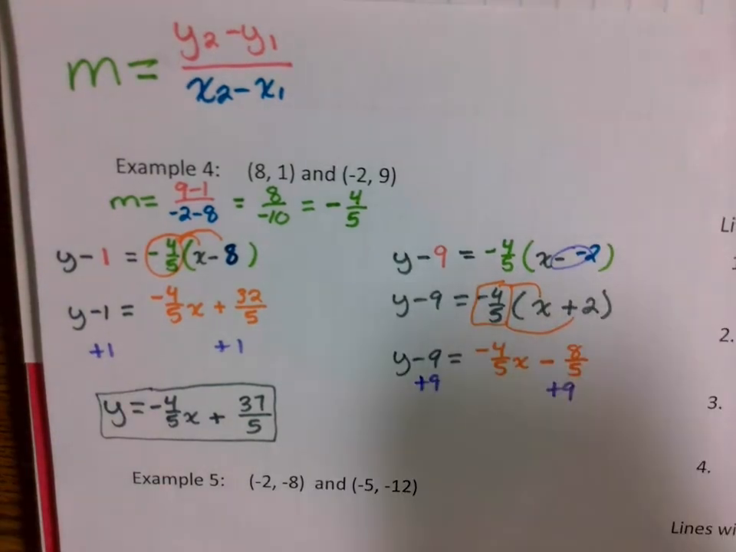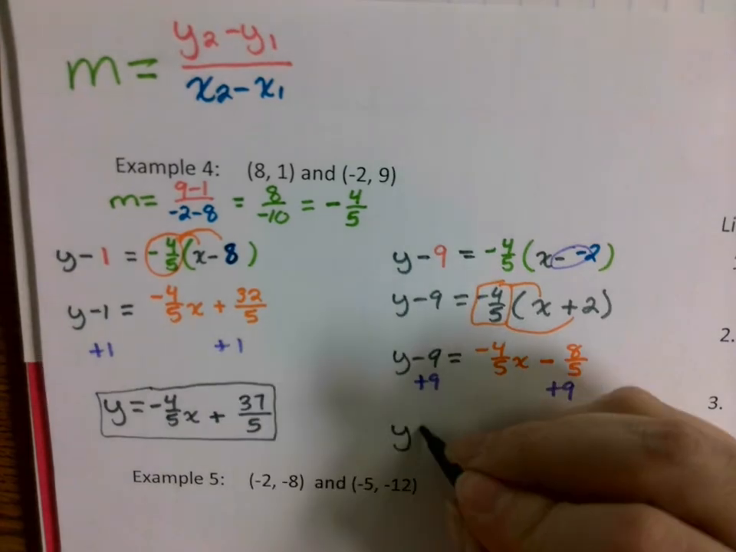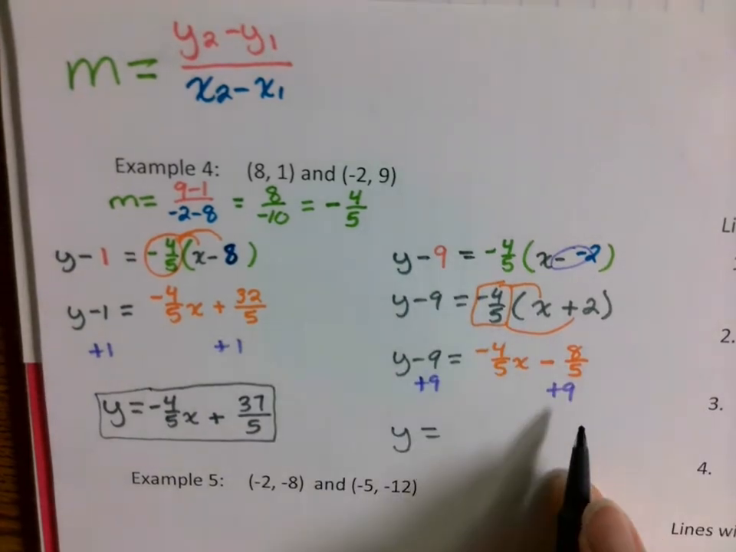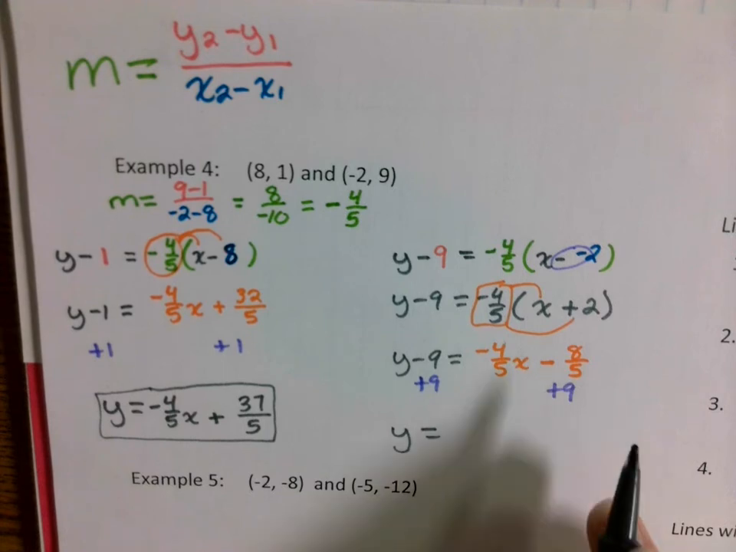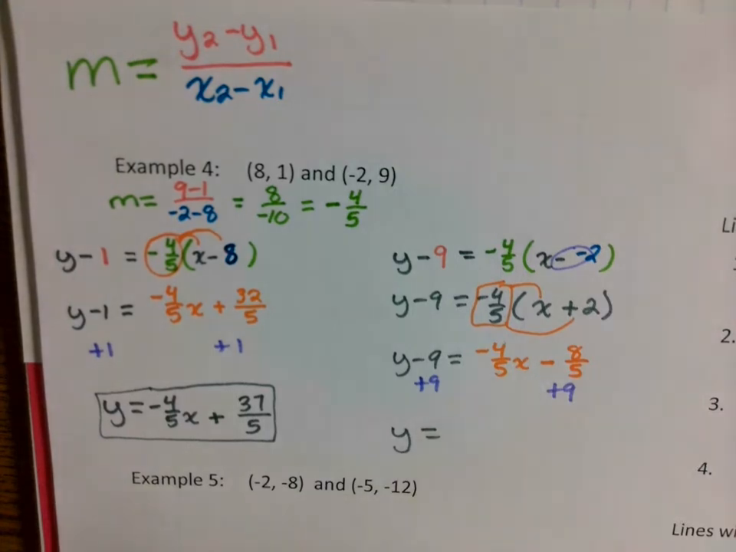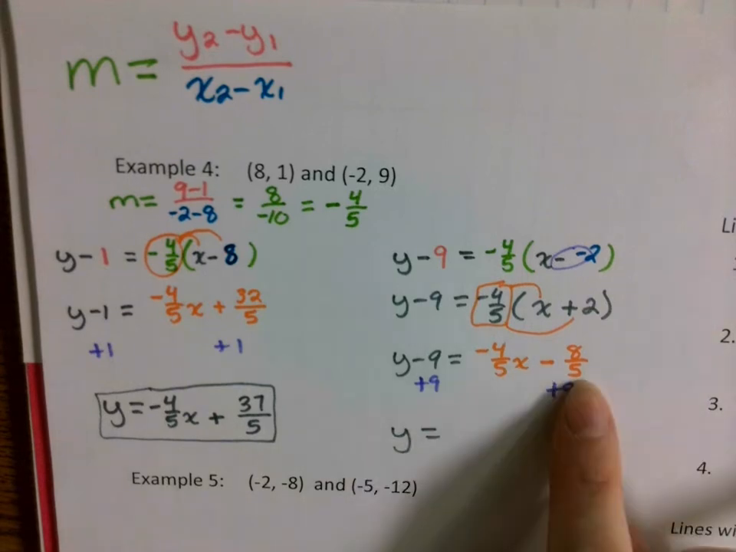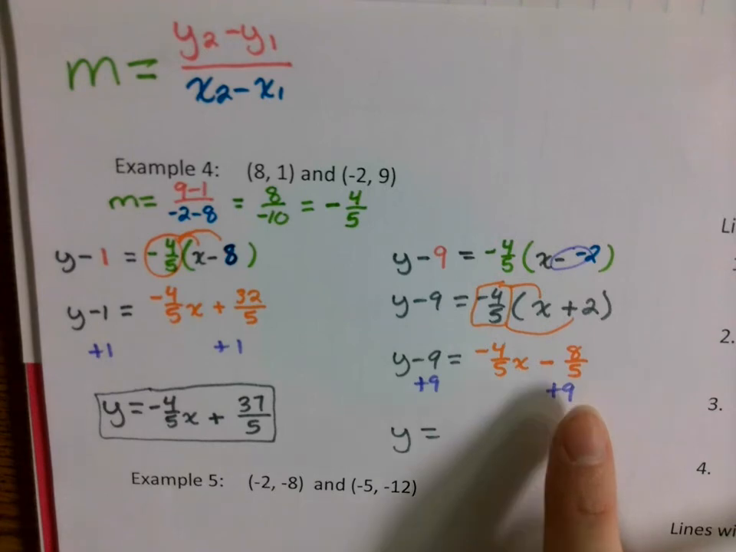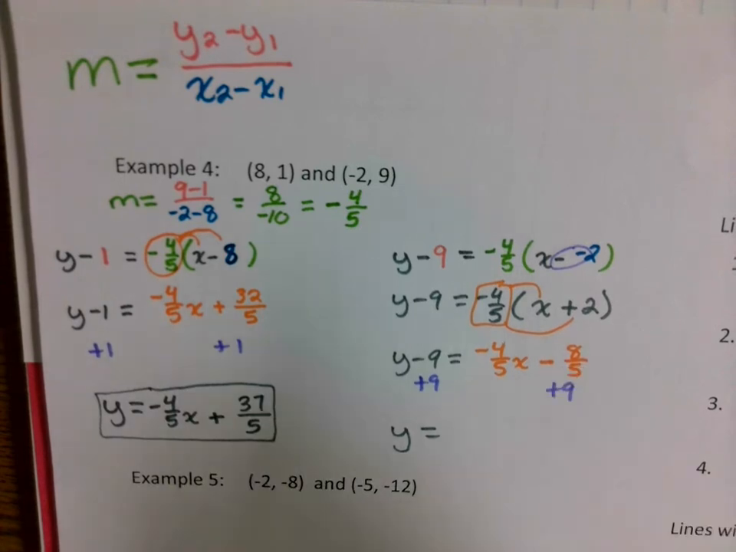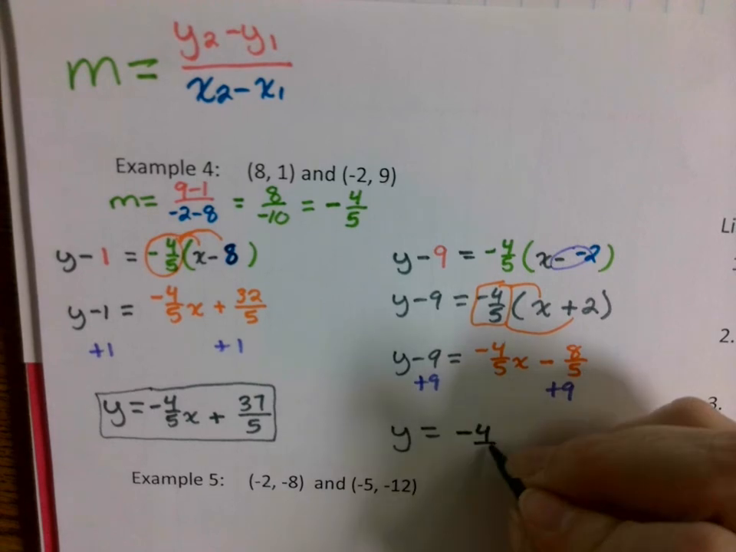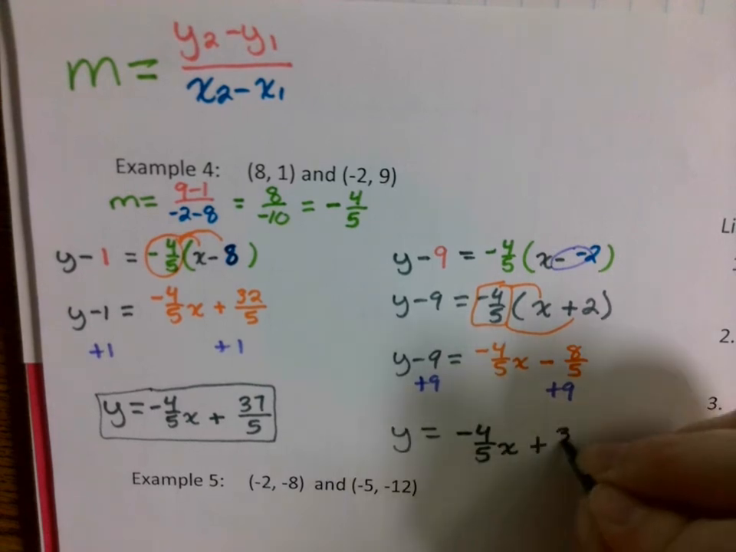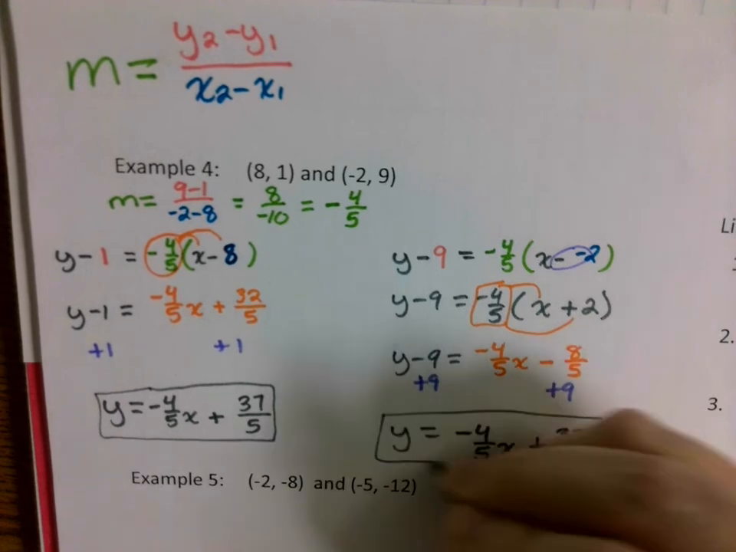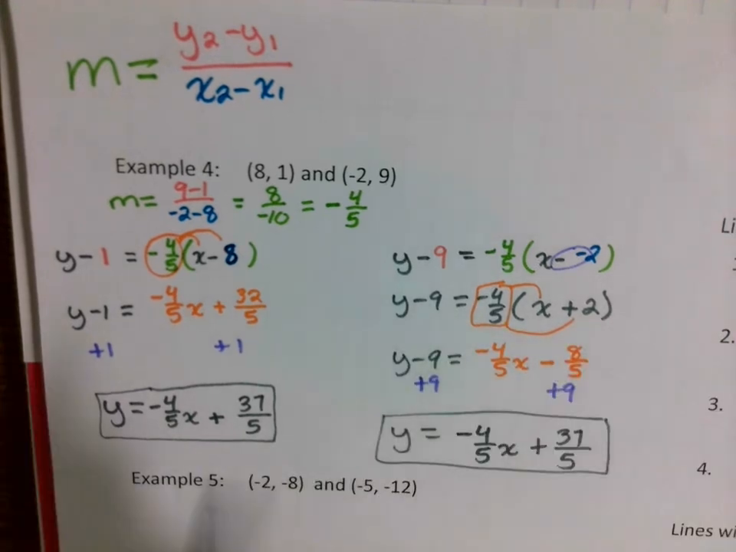By adding 9 to both sides, if I needed to have it in equivalent fraction form or a common denominator, the common denominator is going to be 5. So 9 is the same thing as 45 over 5, right? 45 over 5 is going to equal 9. So 45 plus a negative 8 comes out to a positive 37. So you get negative 4/5 x plus 37 over 5. It comes out exactly the same no matter which point you pick. It does not matter.